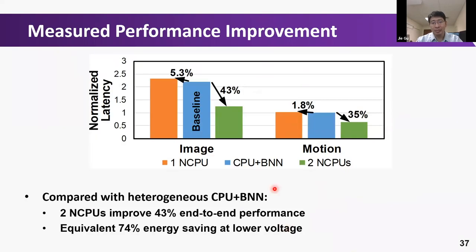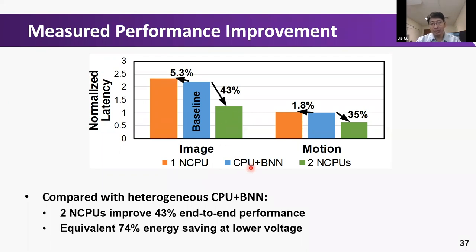And here shows the baseline comparison. So our baseline is CPU plus BN, so this is a two-core system. If you only want to implement one single neural CPU, then we see the performance has a little bit of degradation, about 5%. Why only 5%? Because again, the CPU and the BN are not fully utilized.